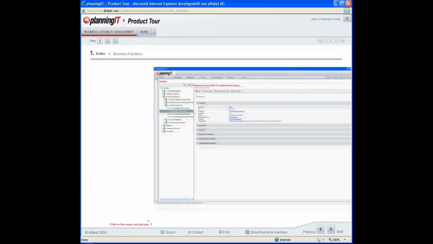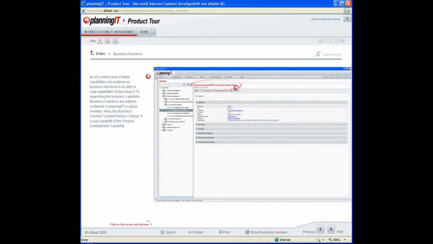Business functions. As of a certain level of detail, capabilities are modeled as business functions to be able to map capabilities to the actual ICTs supporting the business capability. Business functions are artifacts contained in planningIT's logical inventory. Here, the business function Update Product Catalog is a subcapability of the product development capability.